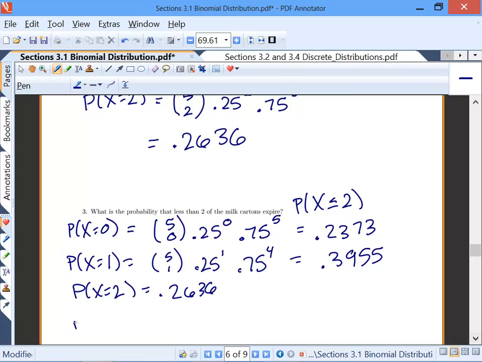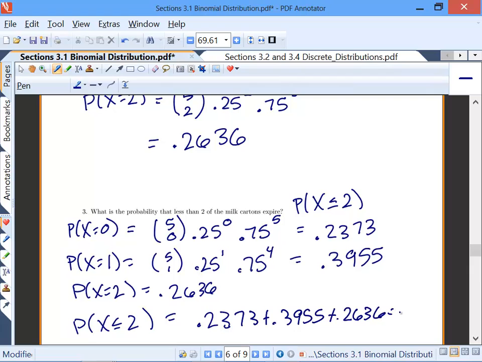So, to find my total probability that x is less than or equal to 2, what do I need to do? Just add them up. 0.8964. Okay. So there's an 89% chance that he has to throw away 2 or less milk cartons every week.